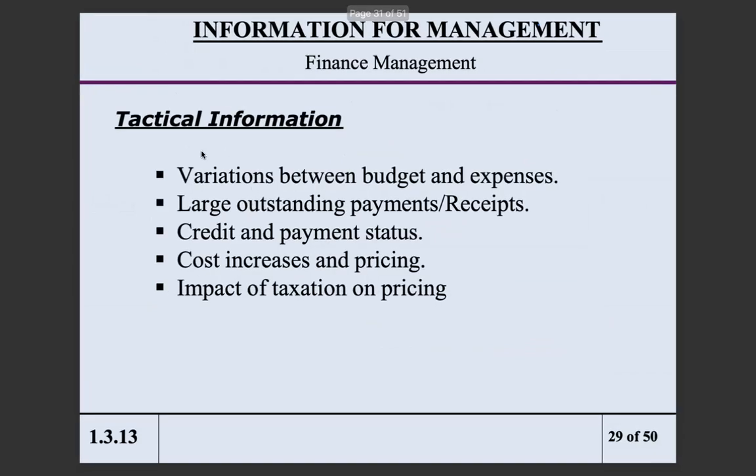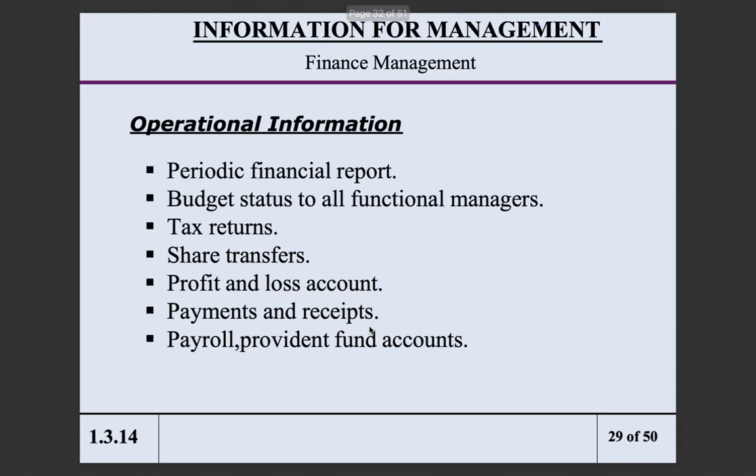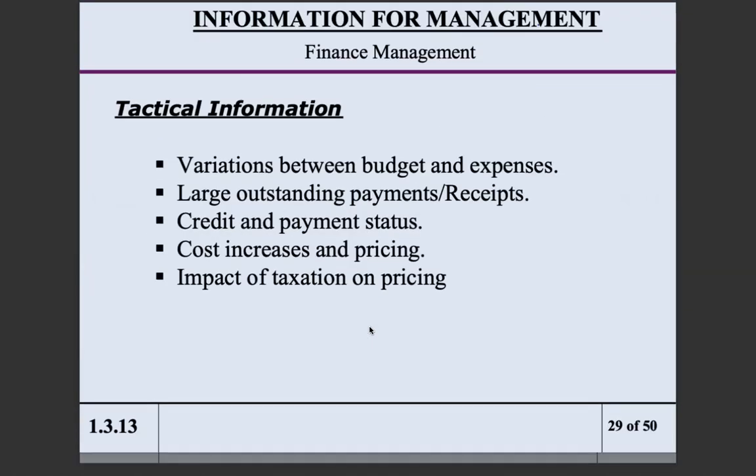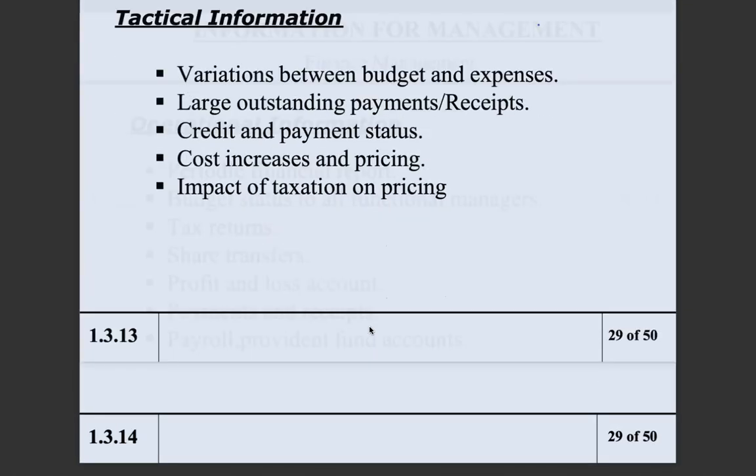And then we have the tactical information. They are the variations between budgets and the expenses, large outstanding payments or receipts matters, and the credit and the payment status, and cost increases and the pricing. And finally, we have the impact of the taxation on pricing as well. Okay, so that was about the tactical information.